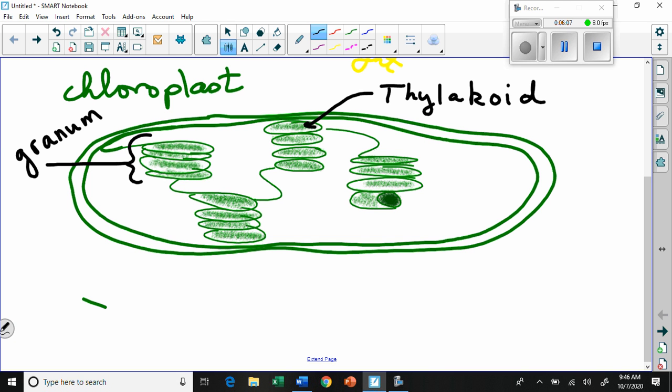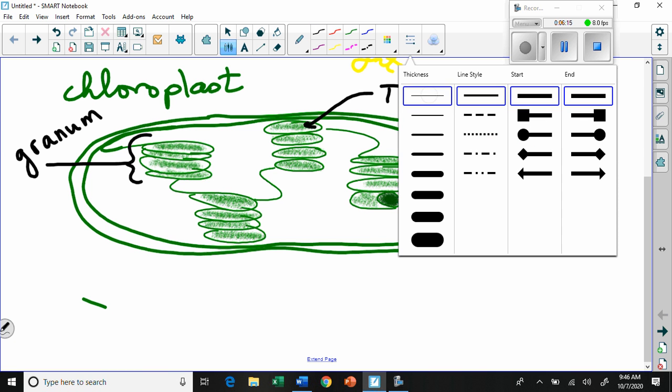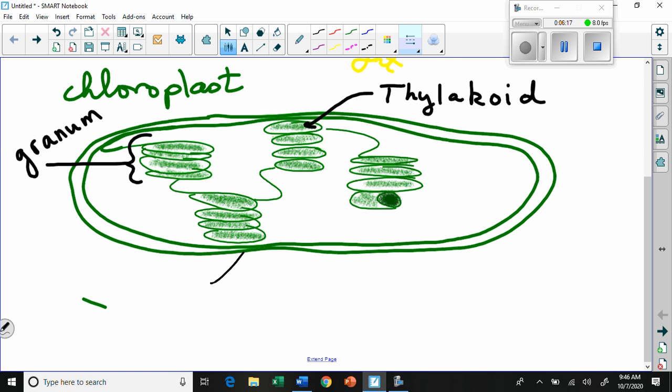And the membrane that surrounds it is called the thylakoid membrane. That's the membrane we're going to be talking about. So if I point here to the actual membrane itself, thylakoid membrane, that's where we're going to find a very similar setup to electron transport.